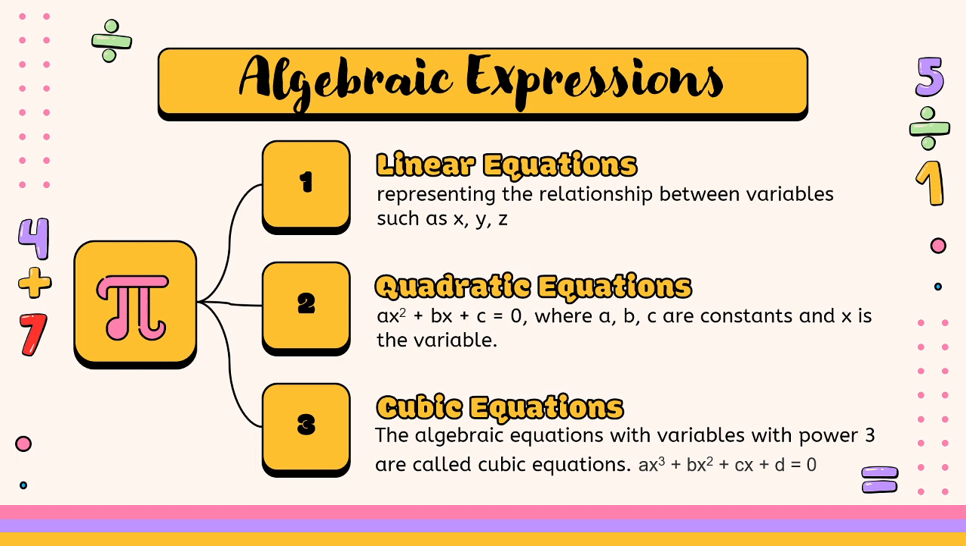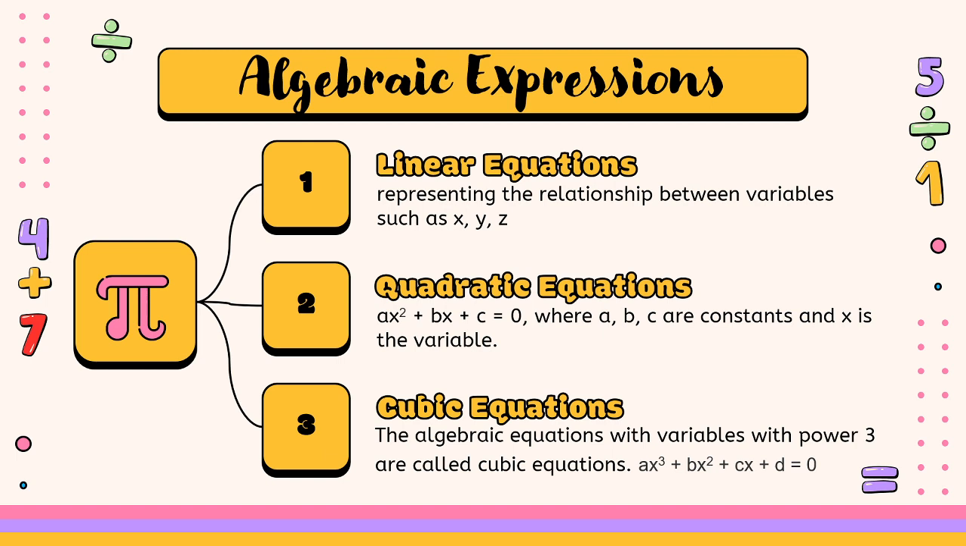So we have linear equations, which help in representing the relationship between variables such as x, y, and z, and are expressed in exponents of 1 degree. While quadratic equations can be written in the standard form as ax^2 + bx + c = 0, where a, b, c are constants and x is the variable. The values of x that satisfy the equation are called solutions of the equation, and the quadratic equation has at most 2 solutions.